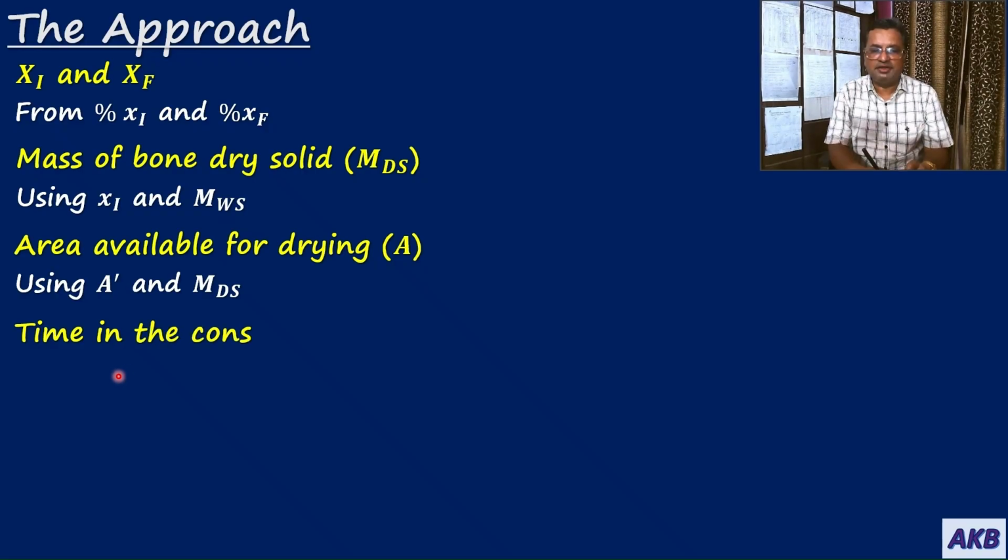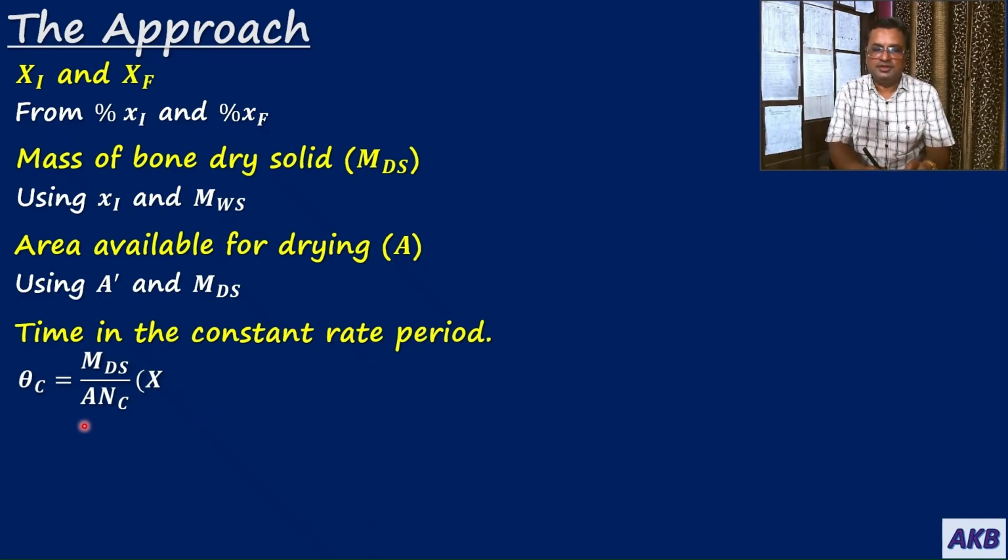Then after that, we will find time in the constant rate period, and for that, we have this equation that is available with us. Theta c is equal to MDS upon A into Nc into capital Xi minus capital Xc. So all quantities on the right hand side of this equation will be known to us at this point of time, and we can easily find out theta c.